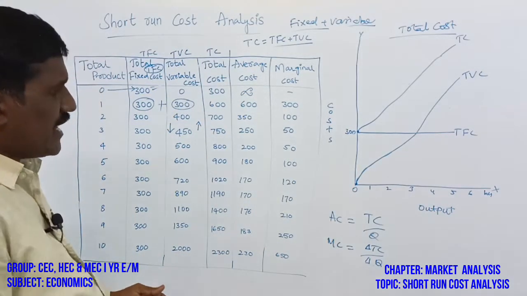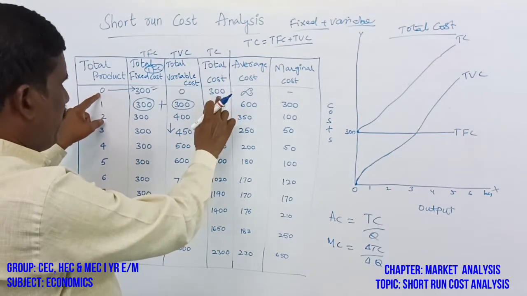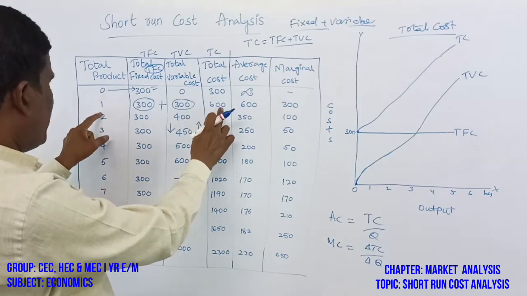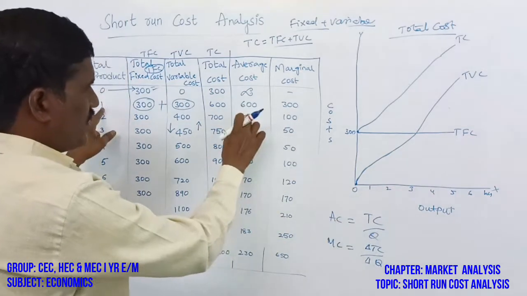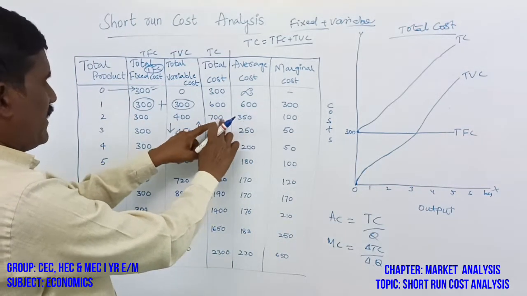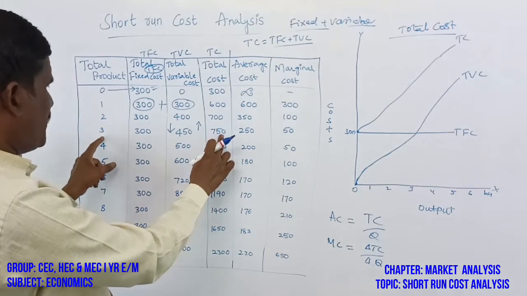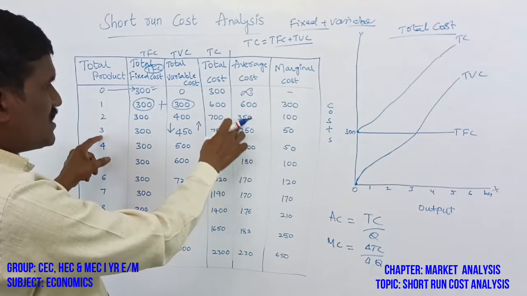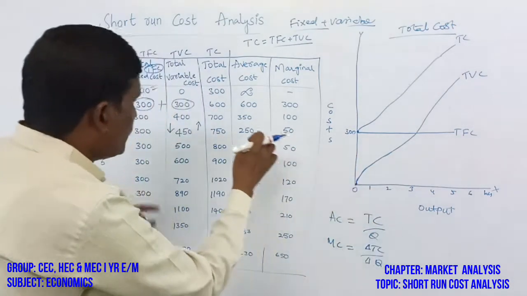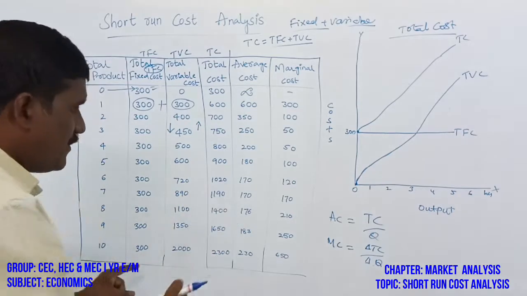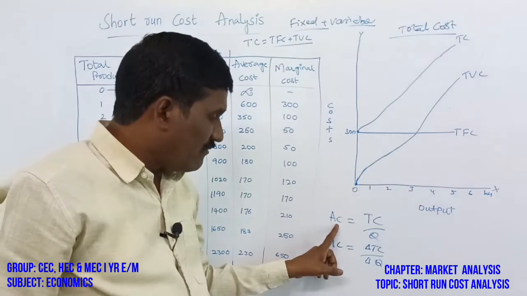Okay, so applying this formula, we can easily find the average cost. How can we analyze the average cost? You take the total cost divided by Q: 600 divided by 1, how much? 600. AC, same formula, TC by Q. Then 700 divided by 2, AC is 350. Next, 750 divided by 3, 250. So this is the process. TC divided by quantity, we get the average cost.